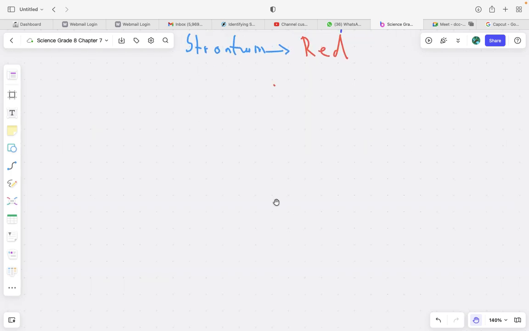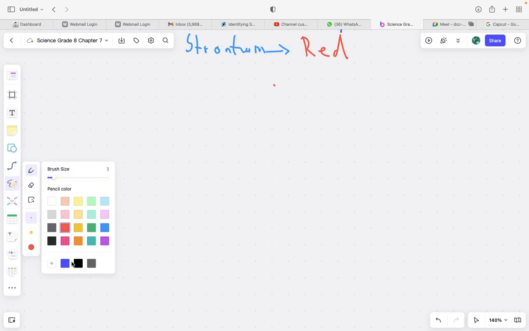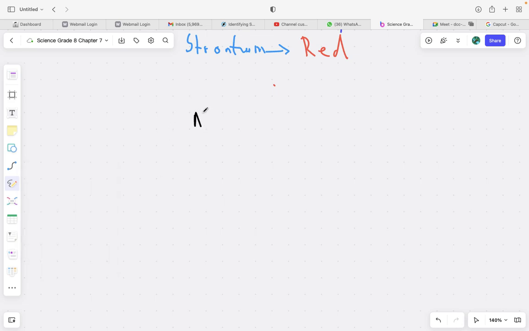Okay, let's do a chapter summary. Let's do an end of chapter summary to look at what we have described. So we studied matter, because everything we've talked about in this chapter is matter.